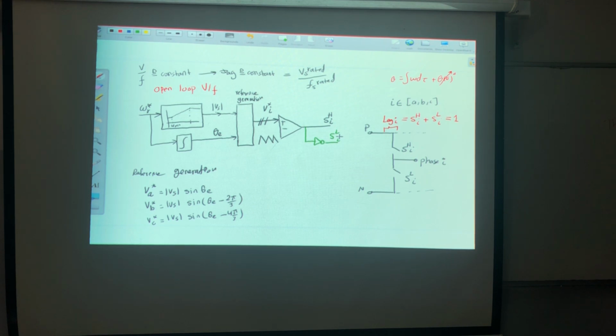Good? So at the end of the day, phase A, phase B, and phase C will be connected toward the machine. The machine will rotate. At which speed?